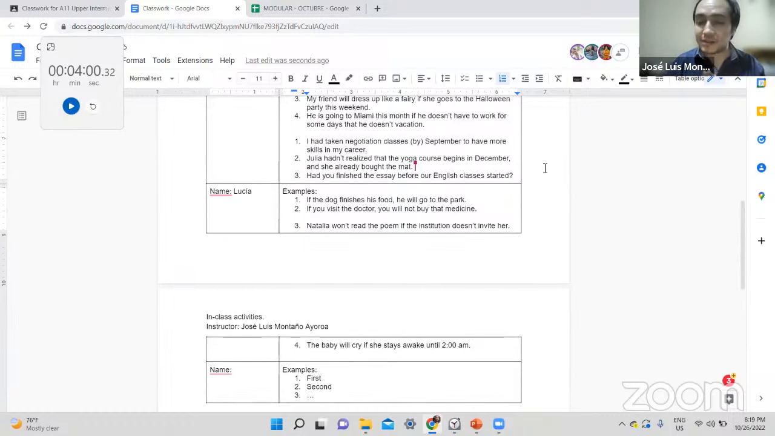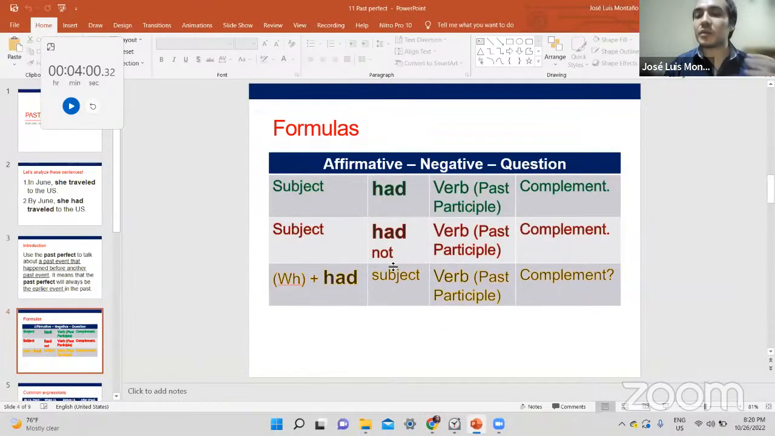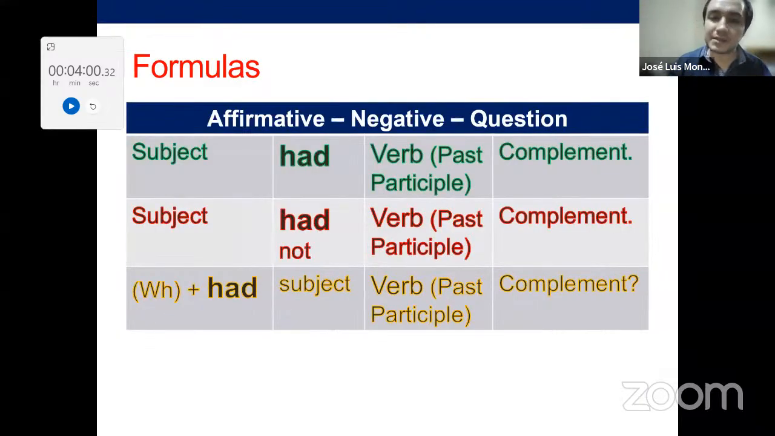So let's continue. Again, that is the introduction. I wanted to see how you were able to deal with this tense. But of course, I'm going to explain this one more time, and actually, I'm going to complement the idea. So once again, the past perfect is the past of the past. It means that to use the past perfect, you have to use another past event. If not, it's not necessary to use the past perfect. Simply use the simple past, right?